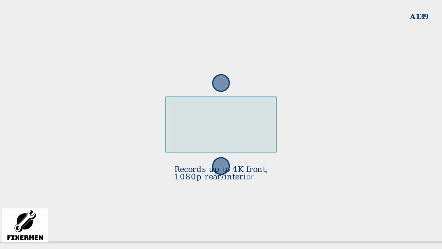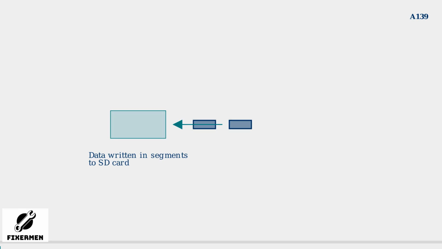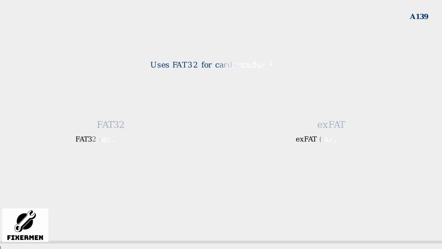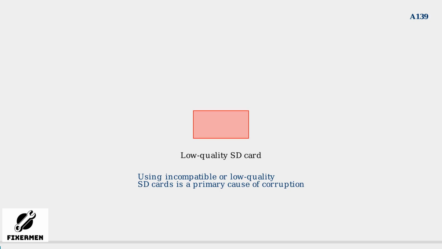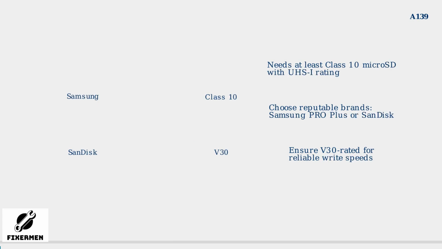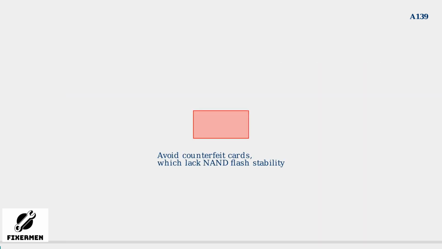The A139 records in up to 4K resolution for the front camera and 1080p for rear and interior views. Data is written to the SD card in segments for efficient recording. The A139 uses FAT32 file system for SD cards under 32 GB and exFAT for larger cards. Using an incompatible or low-quality SD card is a primary cause of corruption. The A139 needs at least a Class 10 micro SD card with a UHS-I rating. Choose cards from reputable brands like Samsung Pro Plus or SanDisk and ensure they are V30 rated for reliable write speeds. Avoid counterfeit cards, as they often lack the necessary NAND flash memory stability.